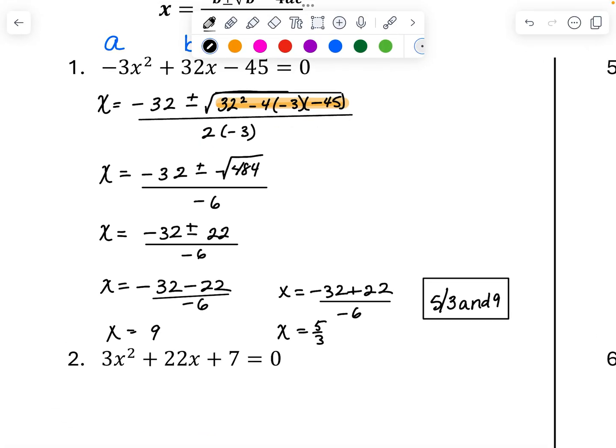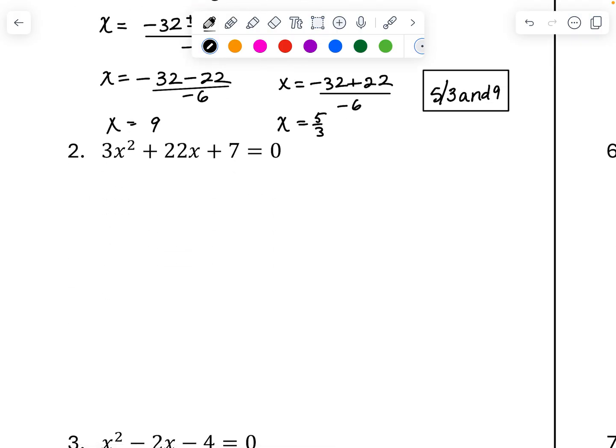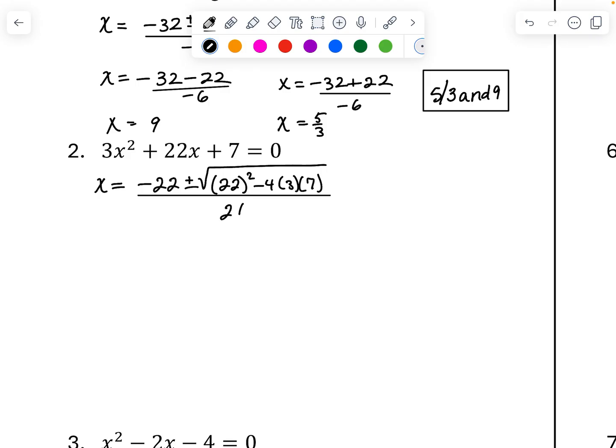All right, number 2. So we would have x is equal to the opposite of b plus and minus the square root of b squared minus 4ac, all divided by twice a. So x would equal negative 22 plus or minus the square root of something over 6.